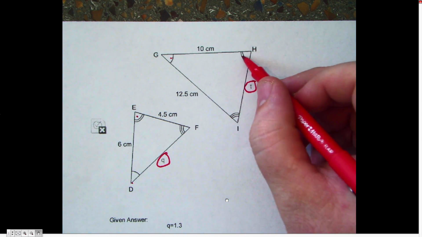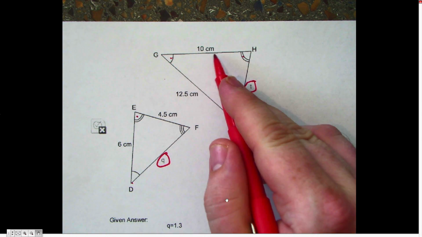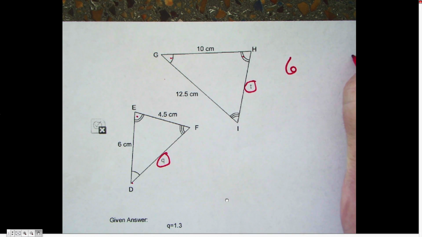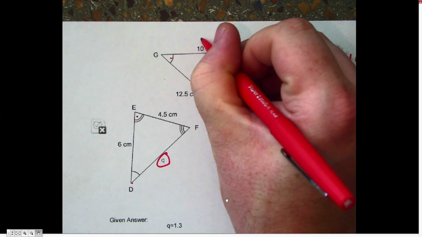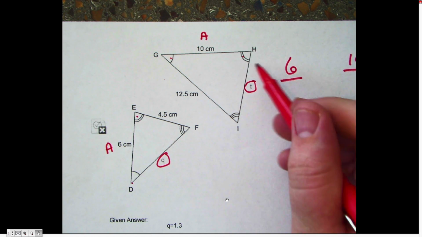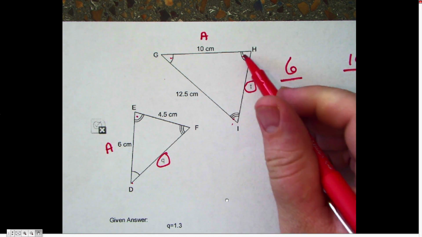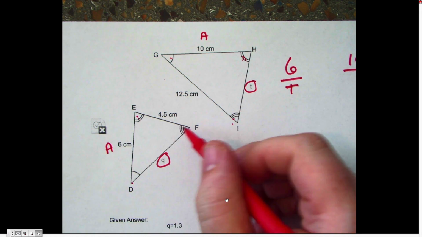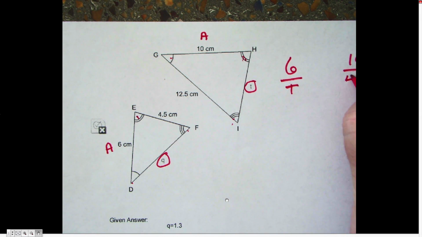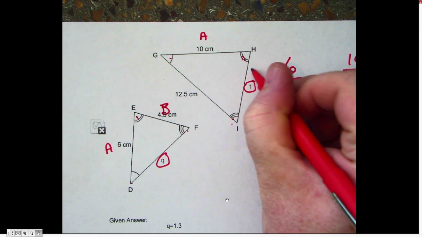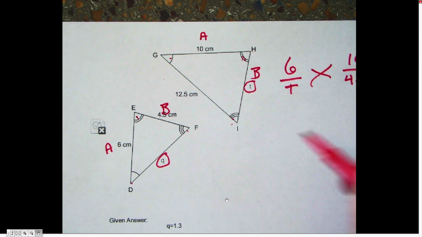Okay, ratio tells us that from 1 to 2 is 6, and 1 to 2 is 10. So side A is 6, and side A is 10. So we're just going to call that side A, side A. Okay, now we need side B and side B. Well, what's B? That goes 2 to 3, and that's T. And that goes 2 to 3, and that's 4.5. So that's side B, that's side B.